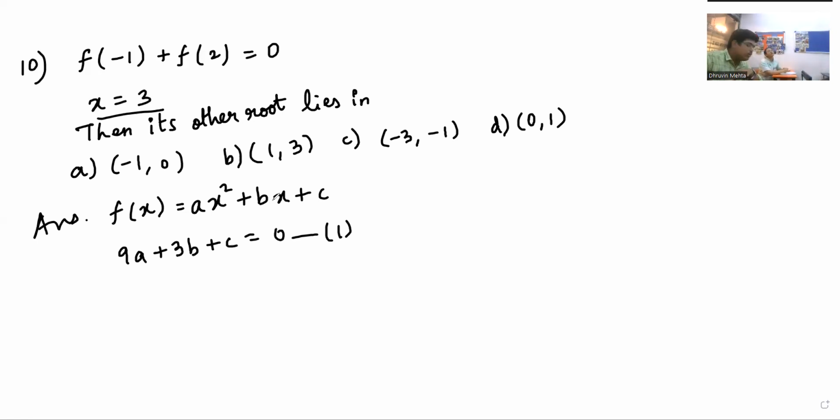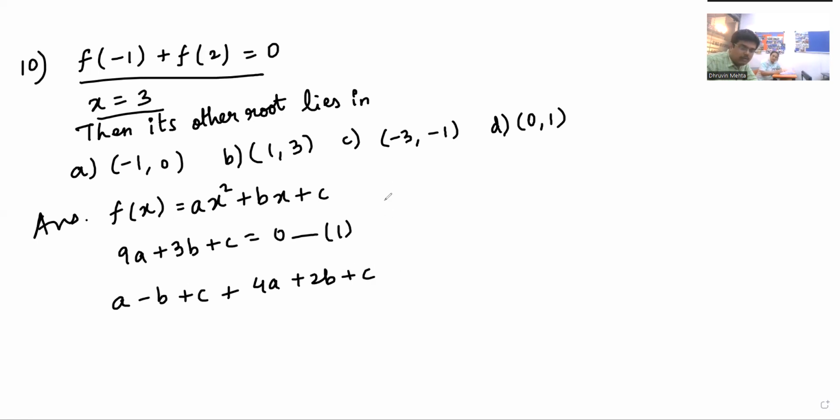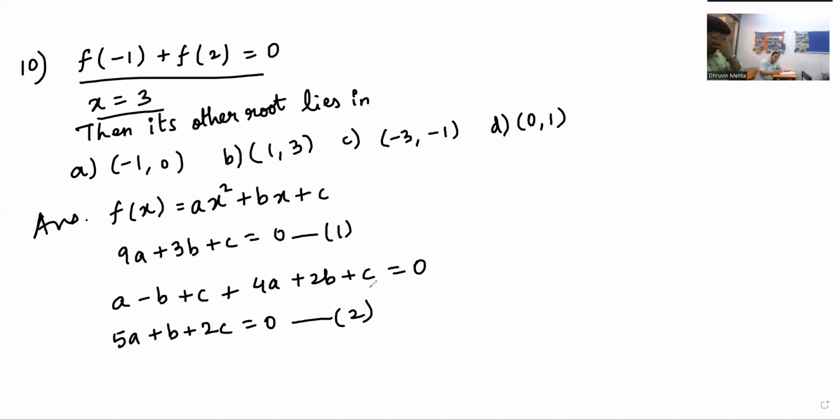There is no formula, just replace x with 3. Now you have to solve this also. Here we get the second equation. What is f of -1? f of -1 will be a minus b plus c, and f of 2 will be 4a plus 2b plus c. Now we have to solve these two equations and find a, b, c. Do you know how to solve two equations in three variables?